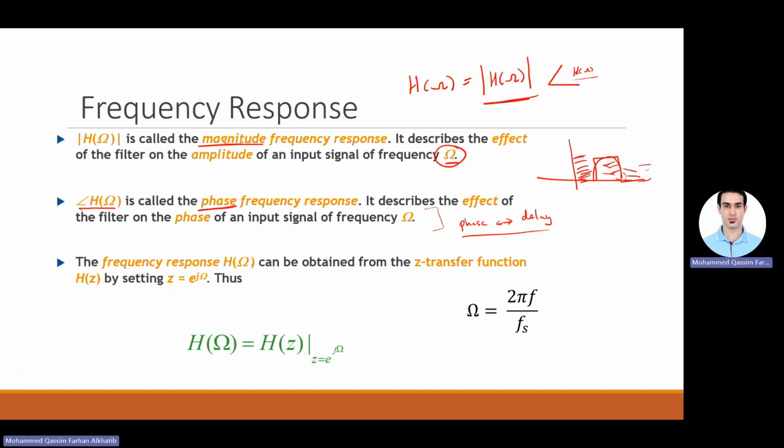So the frequency response, as I mentioned before, is related to the Z transform, if you substitute e to the power j omega instead of z. Now, when we deal with frequencies, we have the frequency given and the sampling frequency. That's what we usually call a normalized omega.